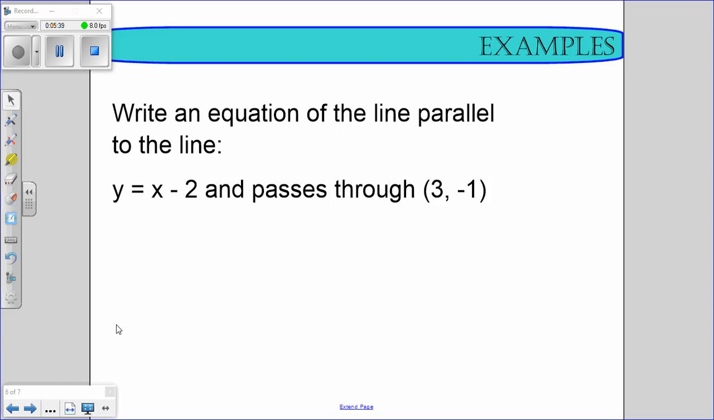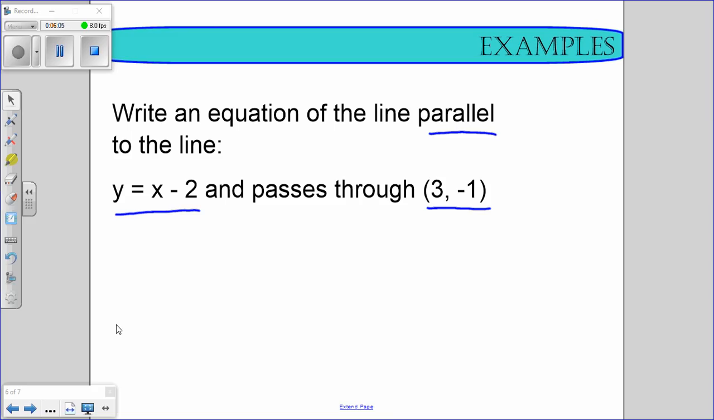Another thing that you're going to be asked for, remember our objective was writing equations of parallel lines. So you're going to be given a line here and asked to write the equation of a line that is parallel to that line and passes through these points.